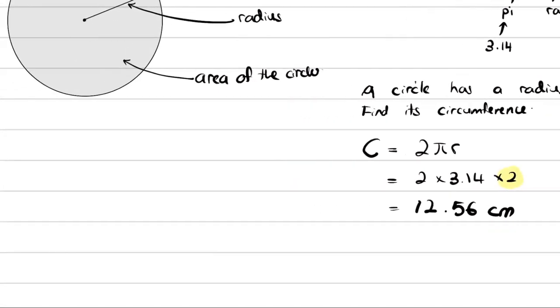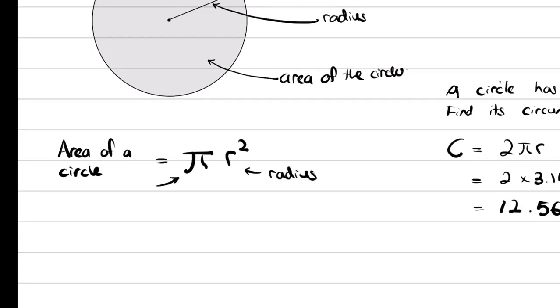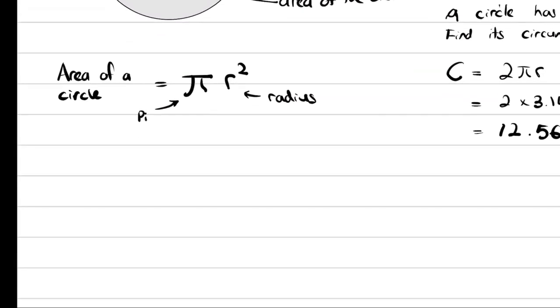Whereas now we're going to learn how to calculate the area of a circle. So the area of a circle is defined by this formula. Area of a circle is equal to pi r squared. So r is the radius as well, and pi is just pi, the number that shows how many times the circumference is longer compared to the diameter of a circle.